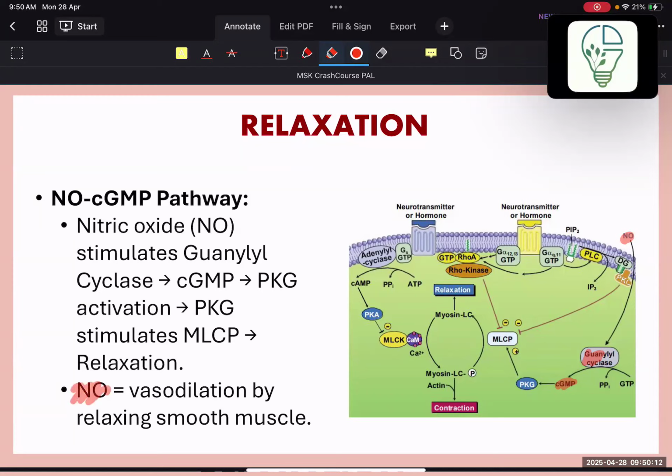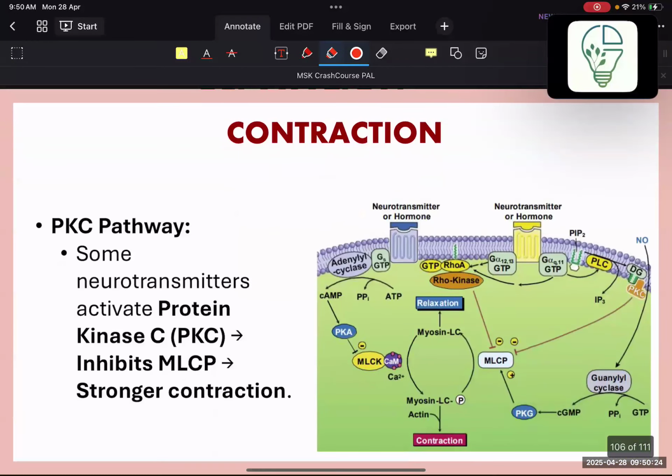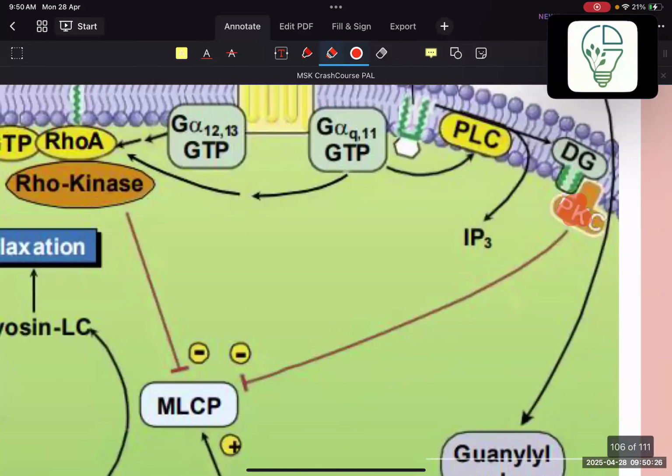So the clinical application of nitric oxide is that it just causes vasodilation, because what are the vessels made of? They're made of smooth muscle cells. Okay. Now let's talk about protein kinase C.